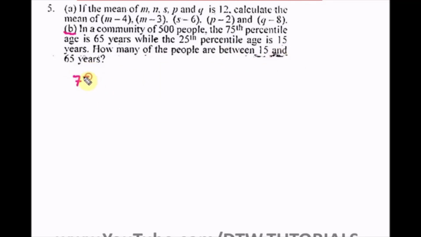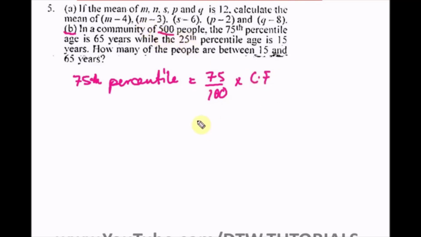Remember the formula for finding your 75th percentile is 75 over 100 times your cumulative frequency, which is your CF. And our CF here is 500 people. So we have 75 over 100 times 500. This 20 will cancel this 20, and we're left with 75 times 5, and that will give us 375.